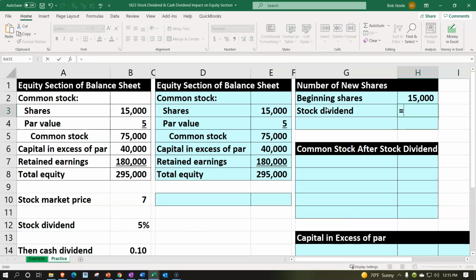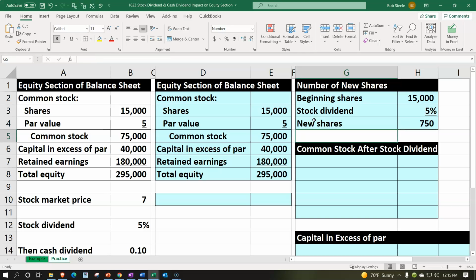So we're going to be picking up the 5% down below as we're told to do, making that a percent by going to the number group, percentifying it, then going to the font group and underlining it. That's going to give us our new shares, which is equal to the 15,000 times the 5%, or the 750 new shares.